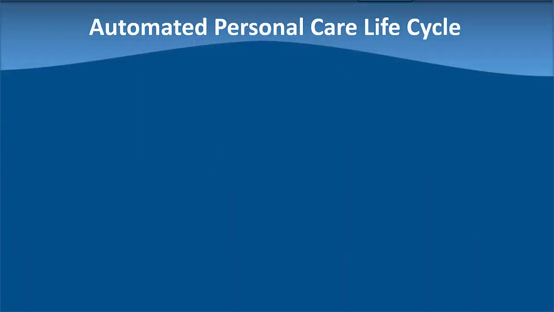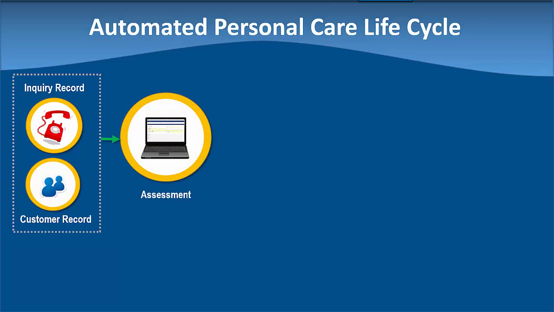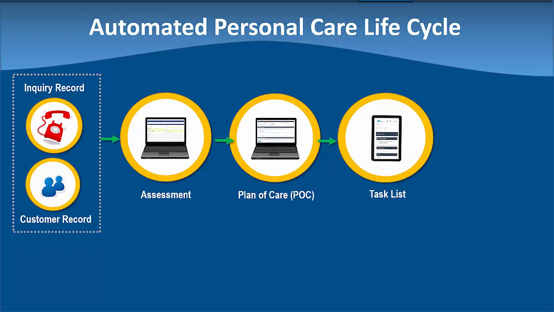First, we look at the big picture and what we call the automated personal care life cycle. When someone calls your office inquiring about care, the office staff creates what's called an inquiry record in ABS. This becomes a customer record once the client has signed on for care. The customer record is where you, the nurse, start the assessment, which generates a plan of care that you edit and finalize. Once the plan of care is activated, the automated task list is generated for the caregiver to view and work from at the client visit.